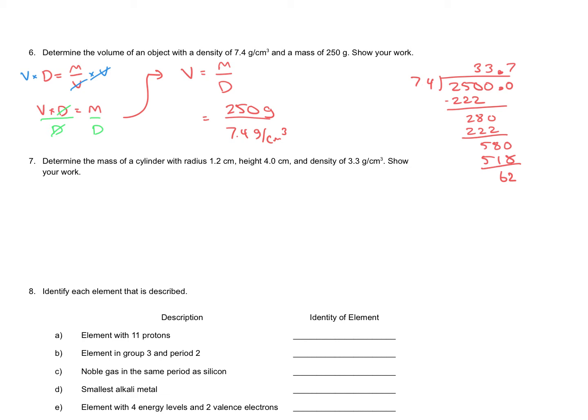62. Bring down another 0. Well, I'm going to stop there. I'm going to round my answer. So 33.7. There's going to be more digits after that, which I haven't calculated yet in my long division, but I'm going to just round 33.7 up to 34. The units of volume would be centimeters cubed. Okay, so that division took a long time. So key point, bring a calculator.